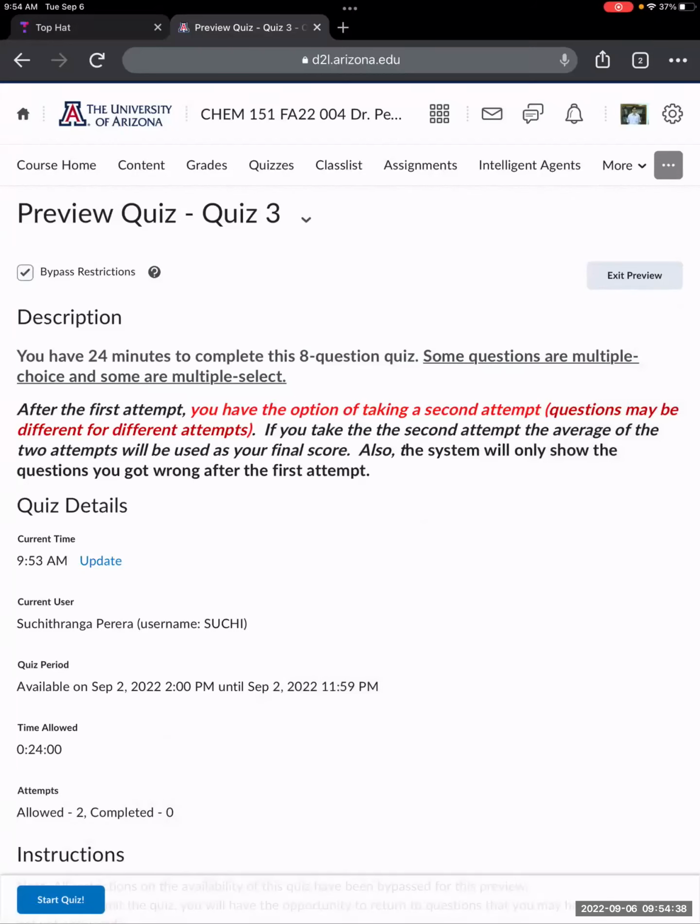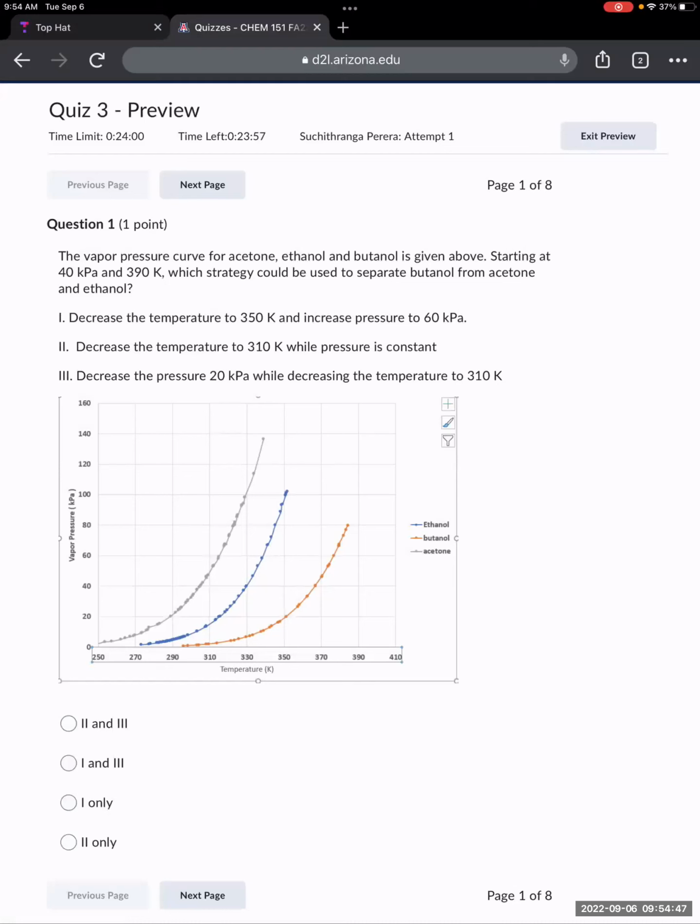The particulate model of matter. So let's start with this. All right, the first question: the vapor pressure curve for acetone, ethanol, and butanol is given below. Starting at 40 kilopascals and 390 Kelvin.